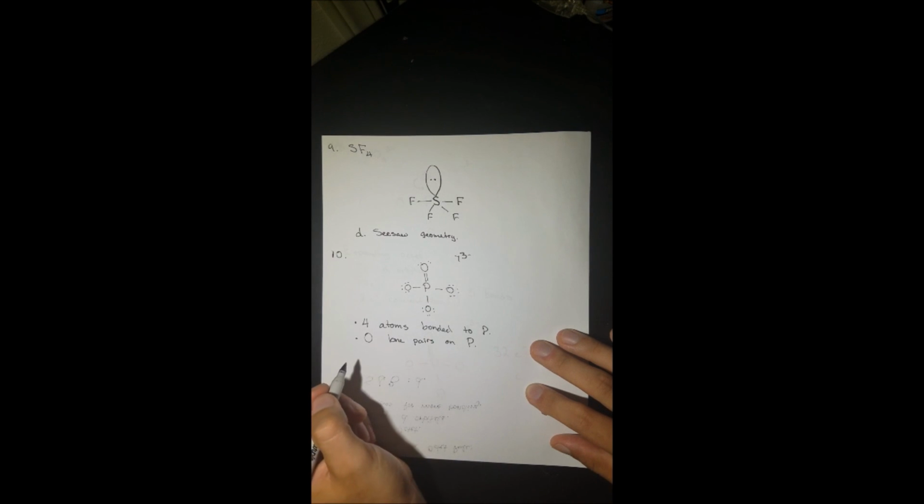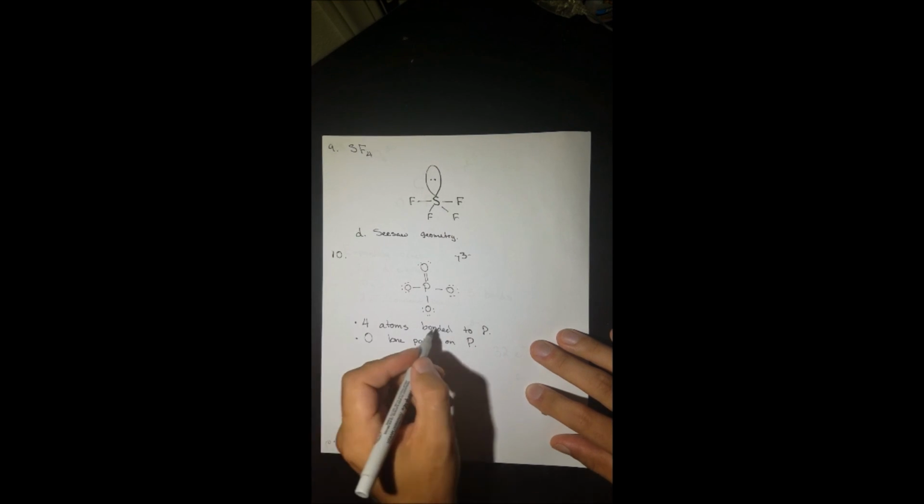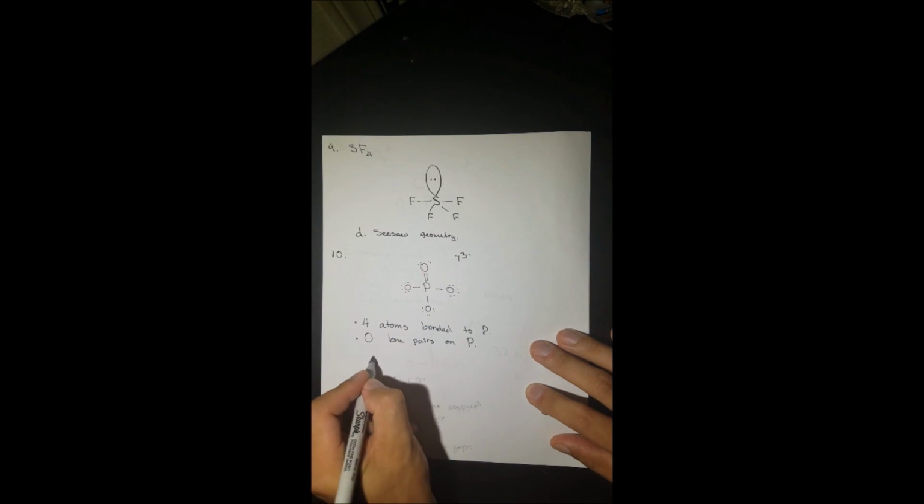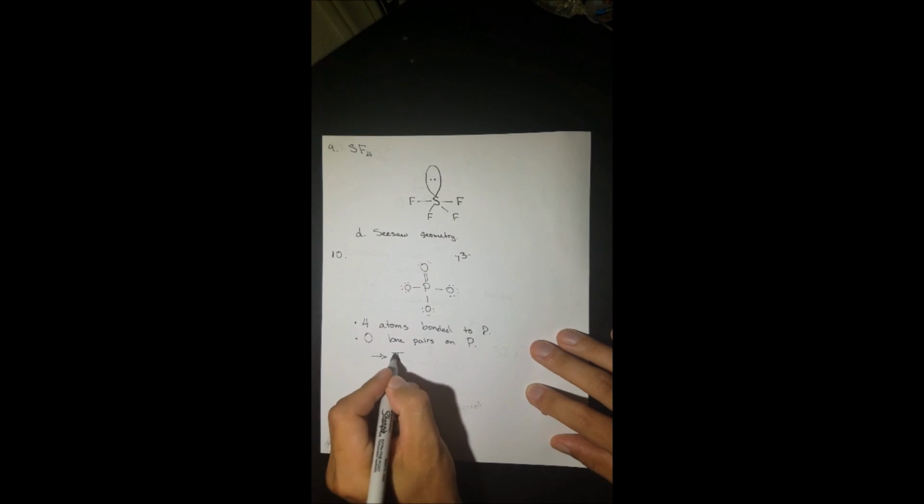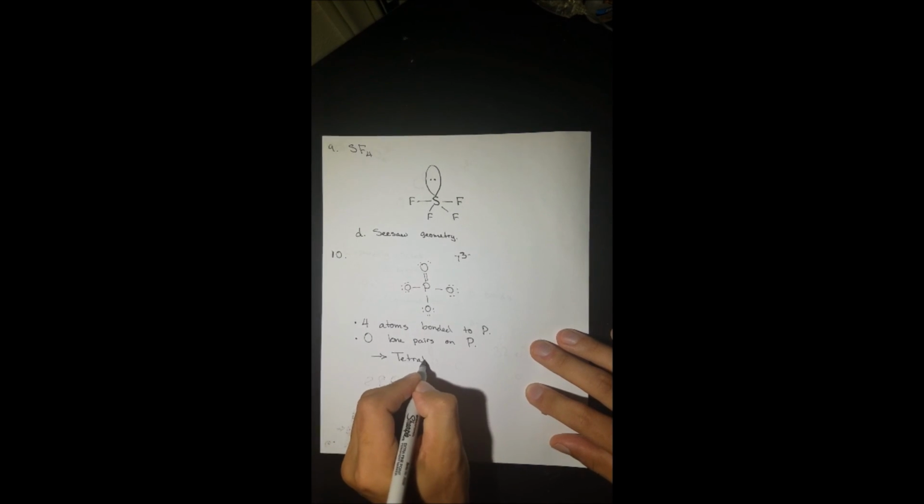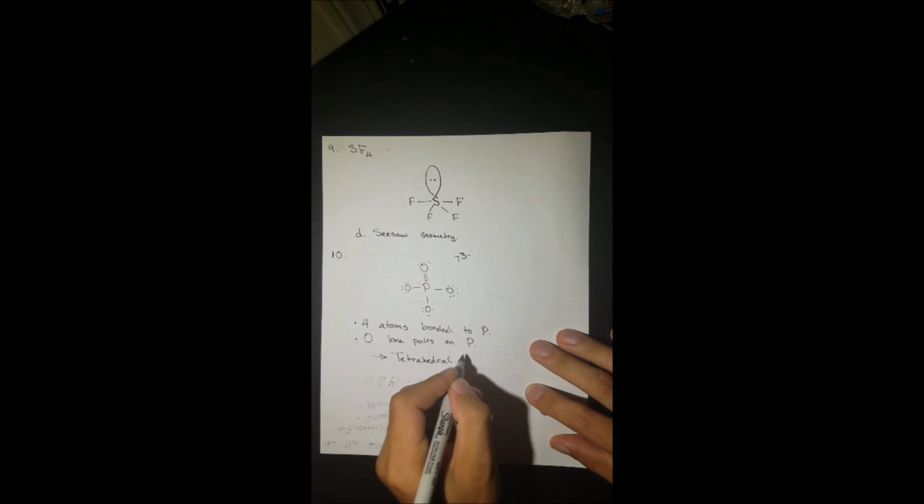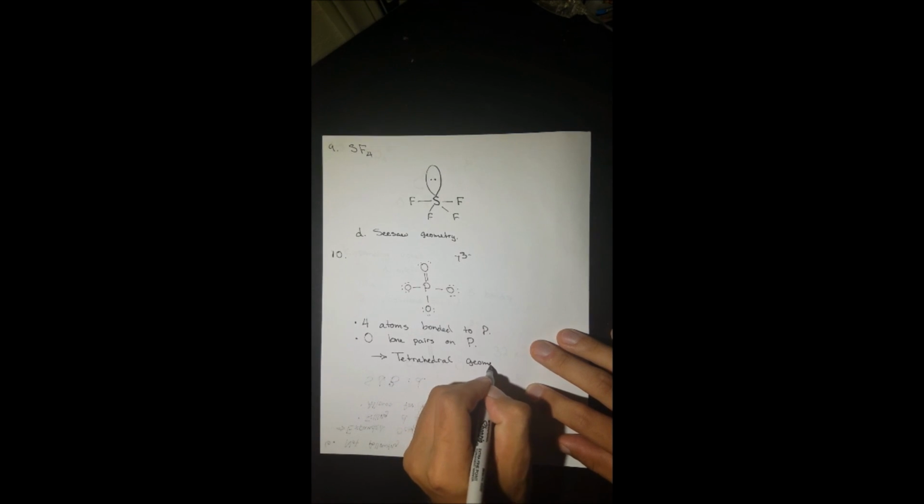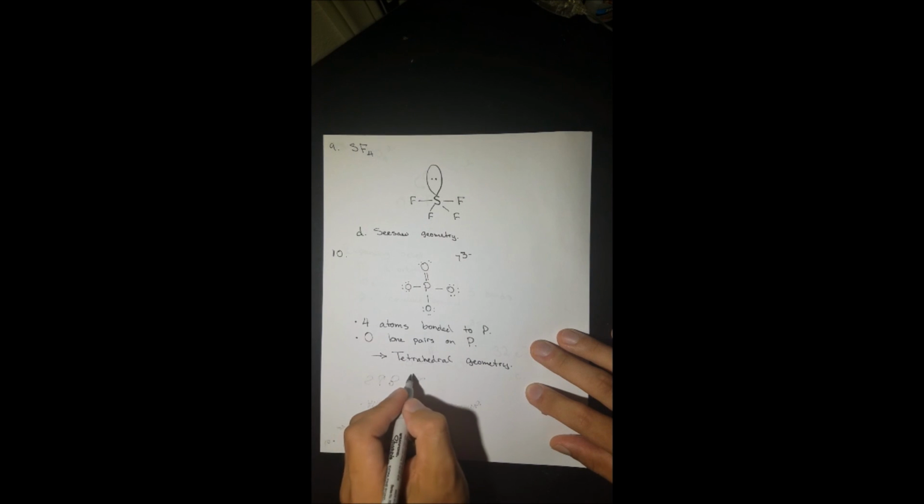So what kind of geometry is characteristic of 4 atoms bonded to the phosphorus with no lone pairs? This is the tetrahedral geometry. So the correct answer for number 10 is B.